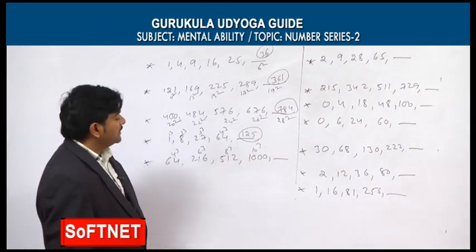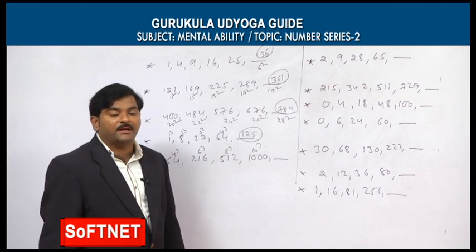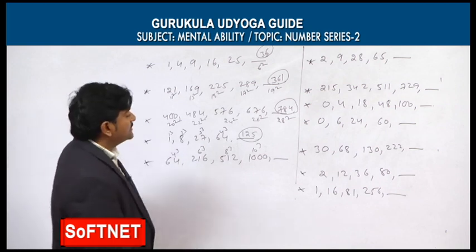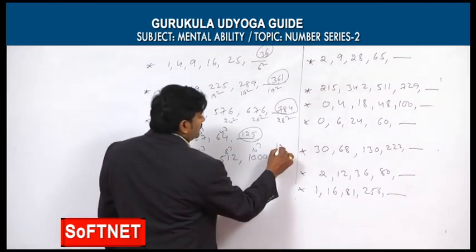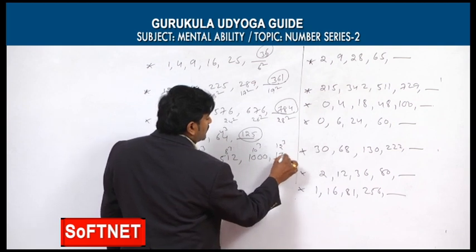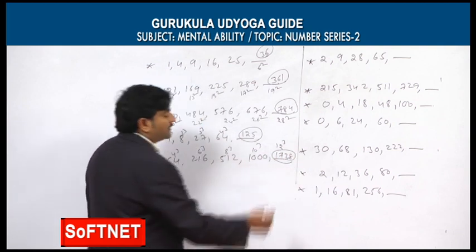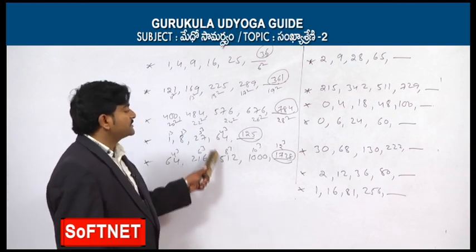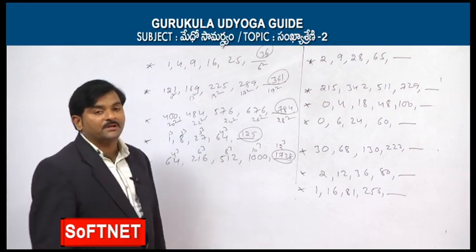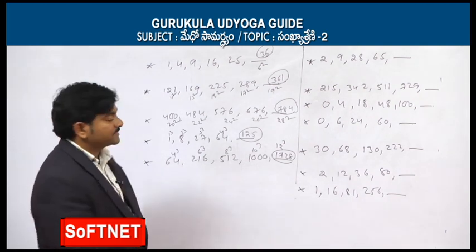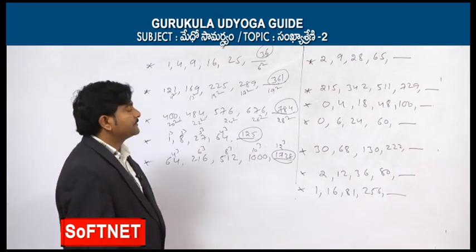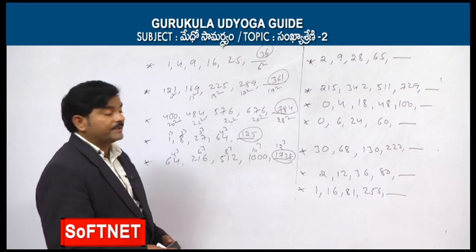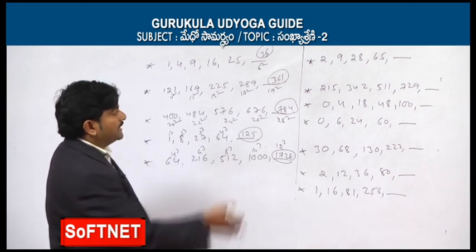2, 4, 6, 8, 10, what will we get next? 12. The cube of 12. 12 cube is equal to how much will you get here? 1728. Okay. These two examples are the examples for cube series. So 12 cube value is equal to 1728. Now we will focus on the remaining part.